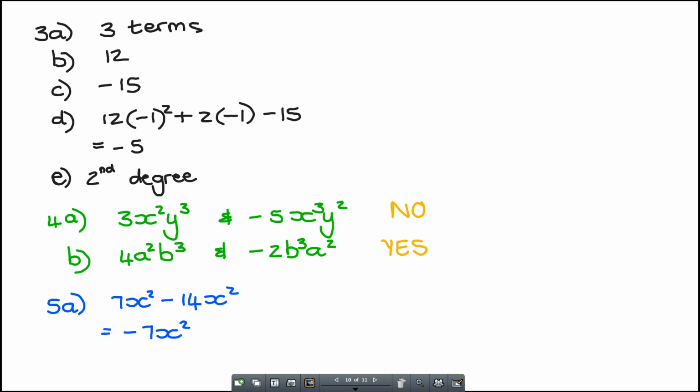Have a look. 7 minus 14 gives me minus 7. The unknown stays exactly the same. It's like saying 7 apples minus 14 apples. Your answer will still be in terms of apples. Do you guys understand? Okay, so when we add or subtract, variables stay the same. That's why we stick to like terms. Okay, it only changes once we start multiplying or dividing. Okay, can I skip?